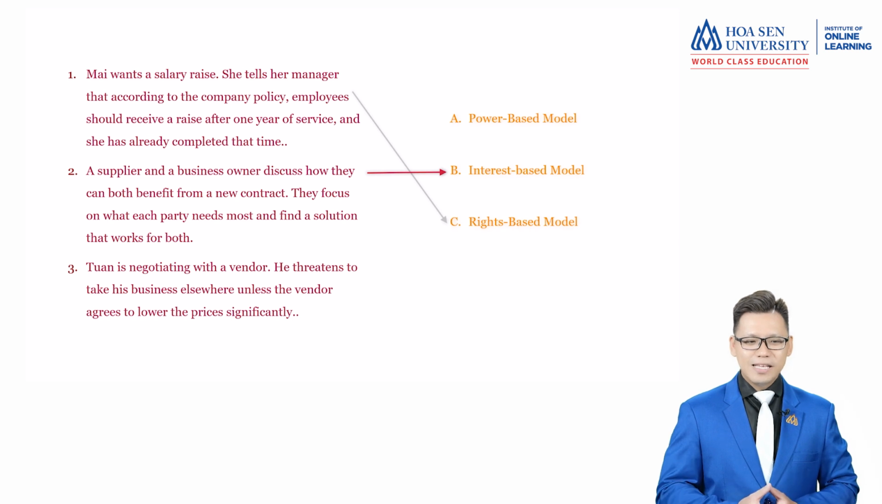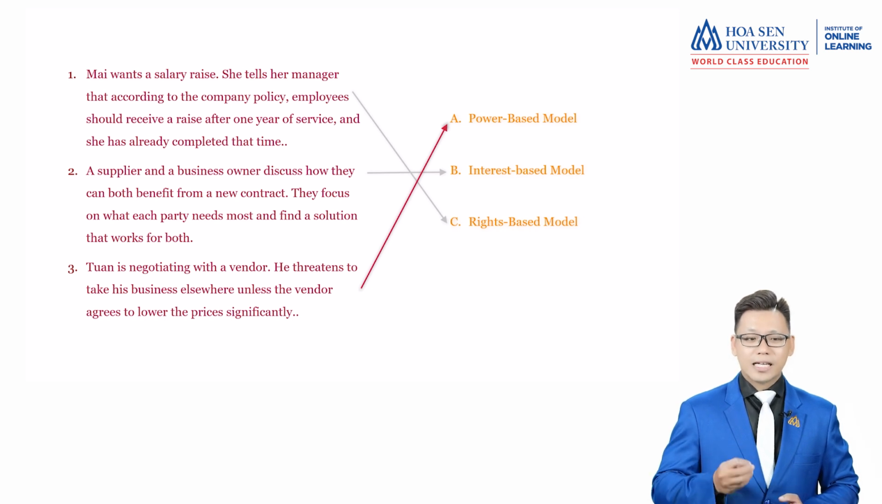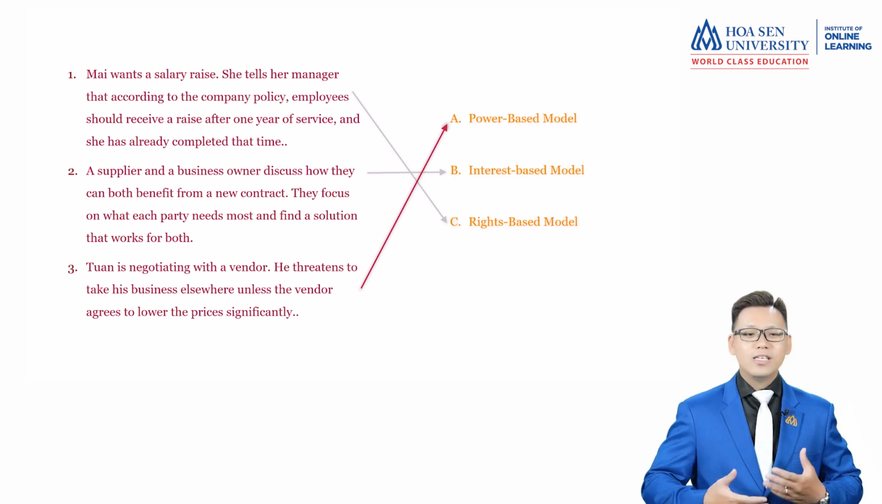And absolutely, you will find number 3 will be the power-based model. You know why? Because in this situation, Tuấn threatened to take his business elsewhere unless the vendor agreed to lower the price significantly. So we can say he used power here.